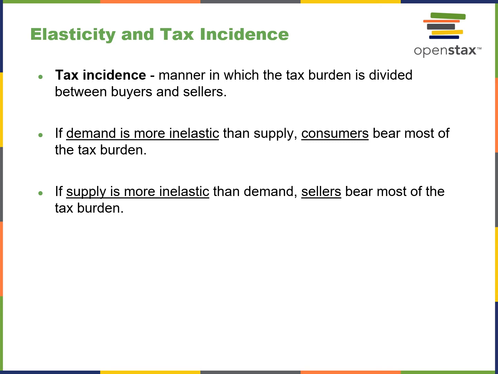Elasticity and tax incidence. It's the manner in which the tax burden is divided between buyers and sellers. If demand is more inelastic than supply, then consumers will bear most of it. If it's the other way around, and supply is more inelastic, sellers will bear most of the burden.